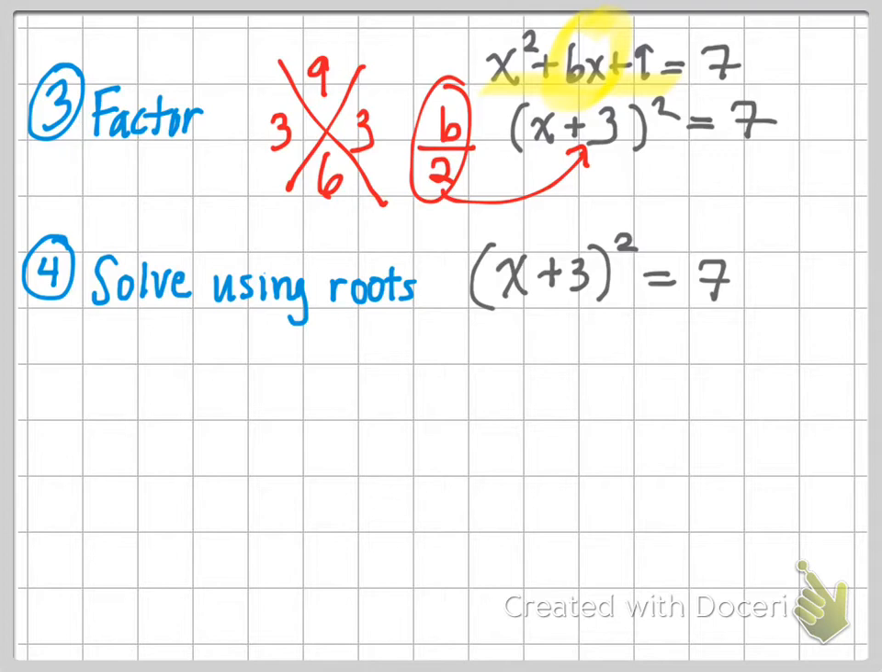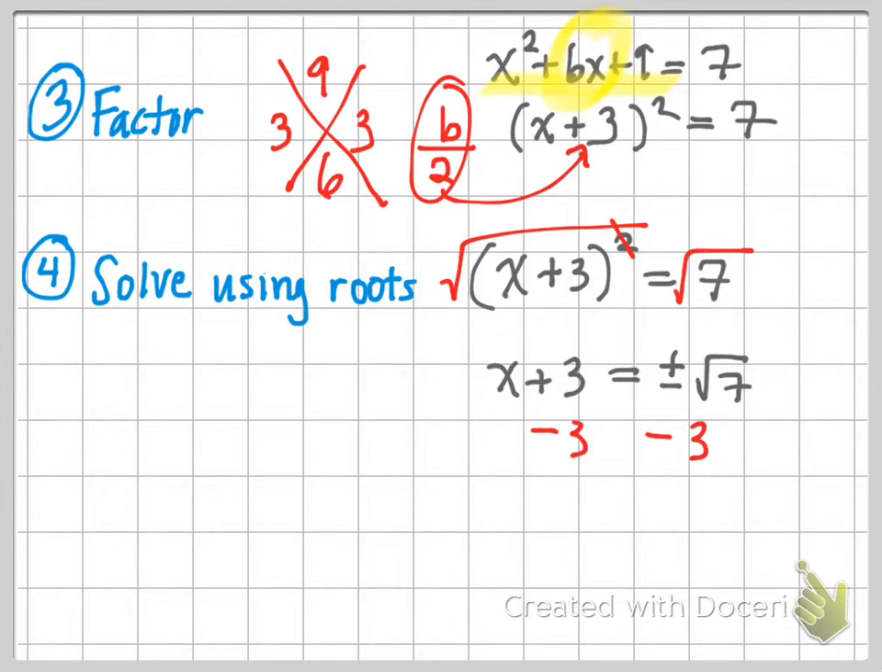And I know how to solve a square roots problem. All I have to do is square root both sides to cancel out the squared. Then I have x plus 3 is equal to... 7 isn't a perfect square, so I'll write plus or minus the square root of 7. Then I can subtract 3 from both sides. And I get x is equal to negative 3 plus or minus the square root of 7.